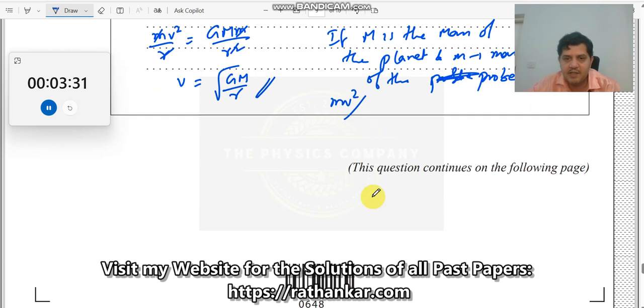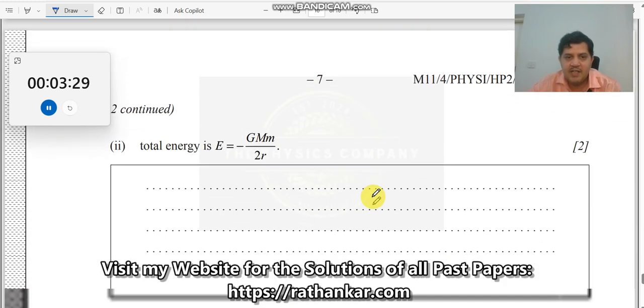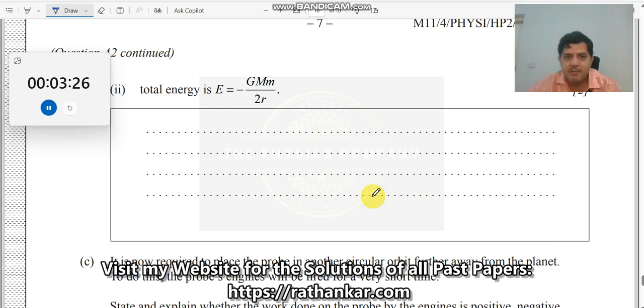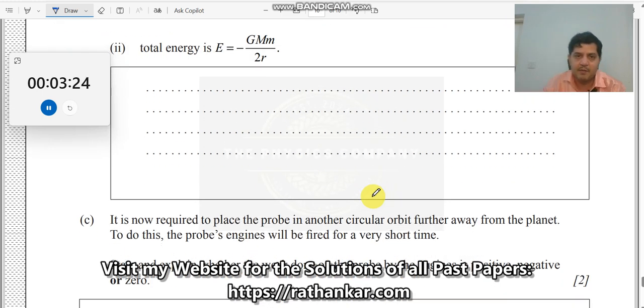Right, now let us move on to the next one here. Total energy E is equal to minus GMm divided by 2R. This is what we need to prove. Now, what is total energy given by? Total energy is given by potential energy plus kinetic energy, right?